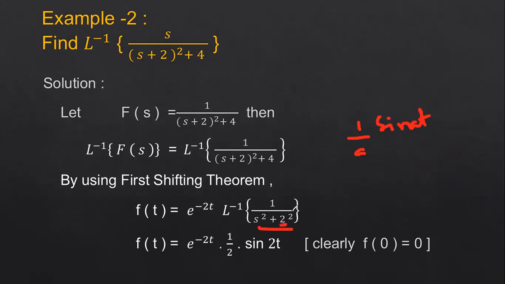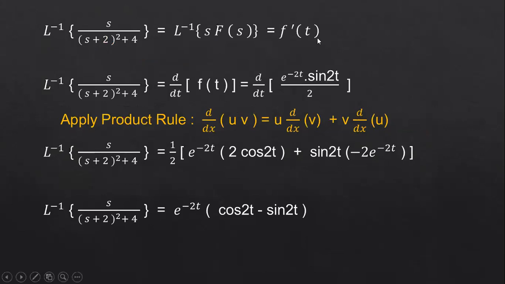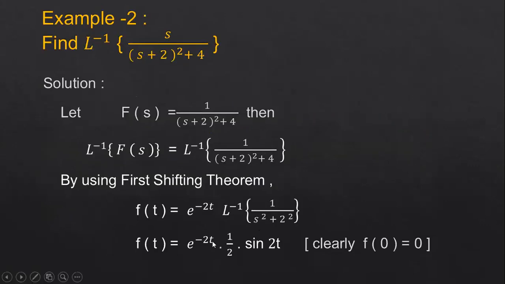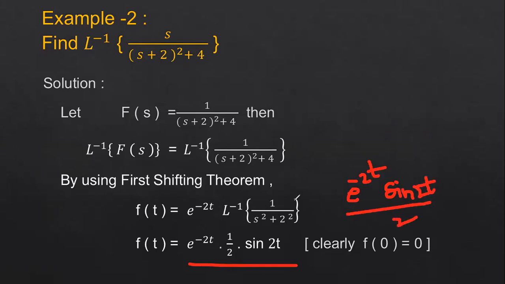What is the a value here? 2. So 1 by 2 sine 2t. So that is represented here. Okay, right. So finally, what is your f of t? F of t is equal to e power minus 2t sine 2t by 2. This is your f of t function.